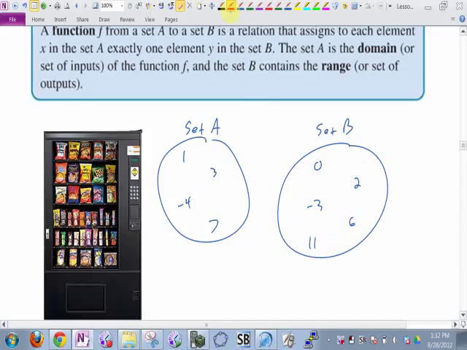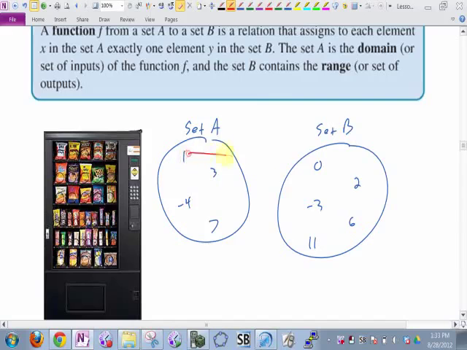A function is a relationship. I'm going to relate the numbers in set A to the numbers in set B. Somehow those numbers are related to each other. Okay? And it's a mapping. The number in set A maps to a corresponding number in set B.